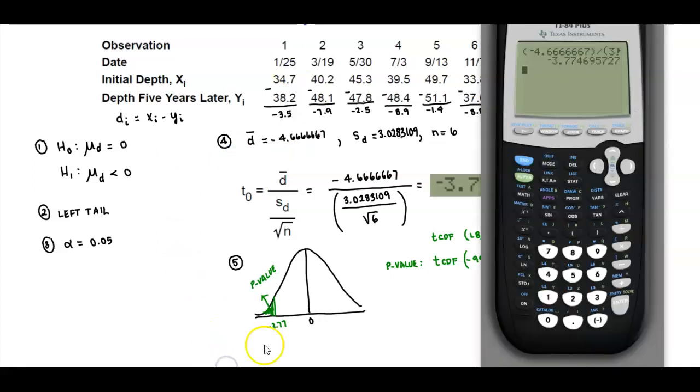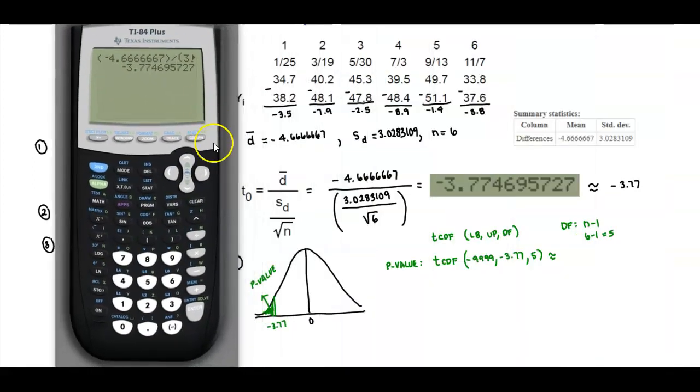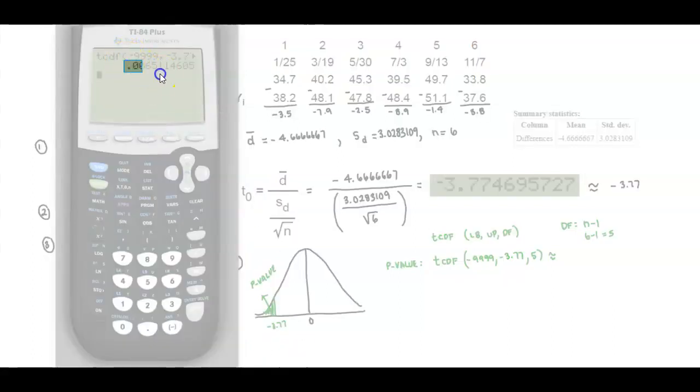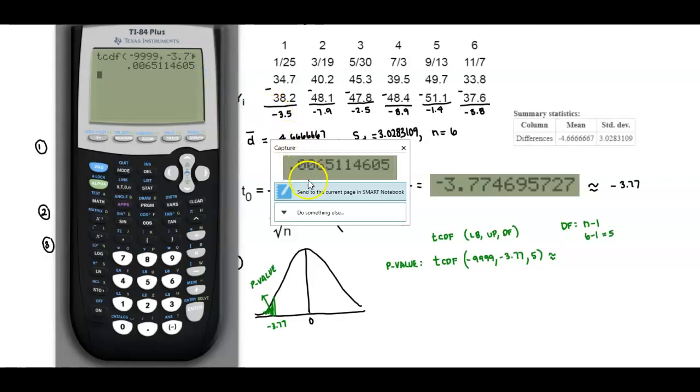So let's go ahead and do that. So here, in order to find the p-value, you hit second and then distribution. Scroll all the way down to TCDF. And then put in negative 9999. So negative 9999 is the lower bound. The upper bound is negative 3.77. We know our degrees of freedom is 5. And then we're going to select paste, and then select enter there. So now we can see what our p-value is going to look like.